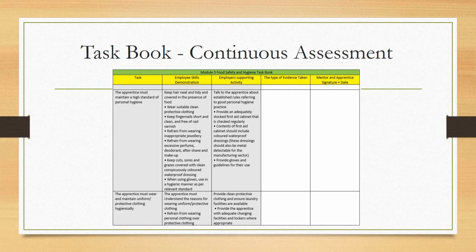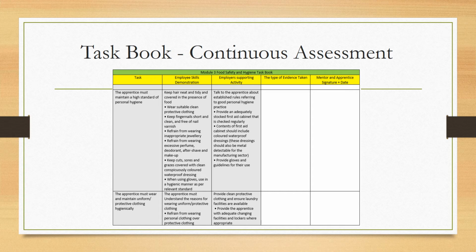And then what the employer, or the mentor, has to do would be to talk to the apprentice about established rules referring to good personal hygiene practice, provide an adequately stocked first aid cabinet, make sure it's checked regularly. Contents of the first aid cabinet should include coloured waterproof dressings, and provide gloves. So it's just some supporting evidence for the apprentice, what they have to do, and also for the employer. And that's right the way down through the 12 different tasks that they have to do.